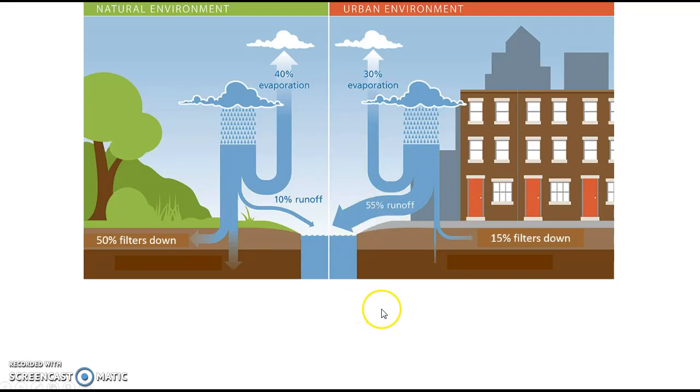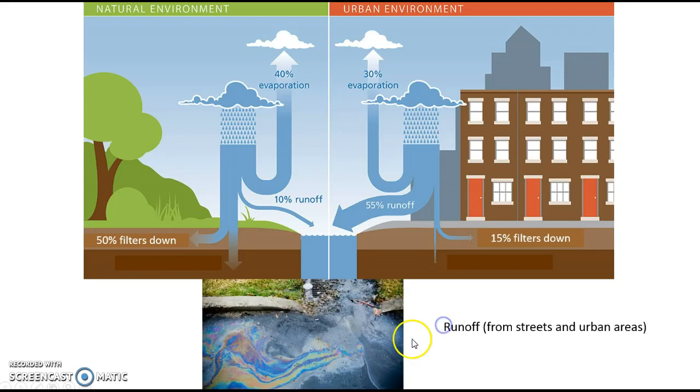When rainwater flows through the streets, it picks up oil, chemicals, and trash. See the oil here, and there's trash. The rainwater becomes dirty. It carries this pollution into waterways. This is one major way our waterways become polluted.